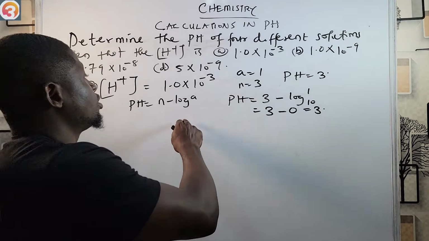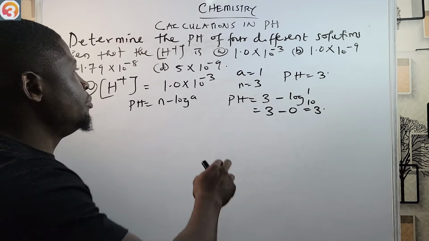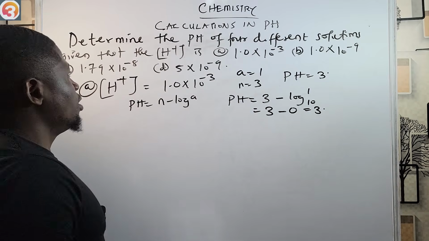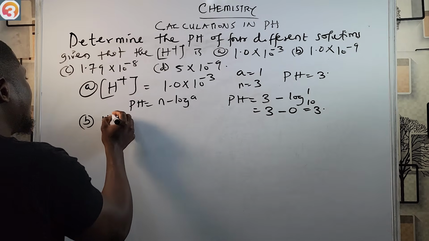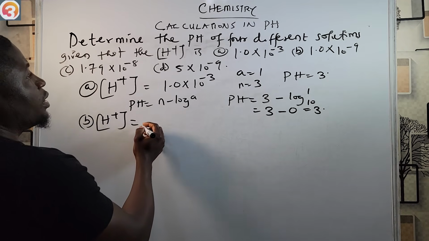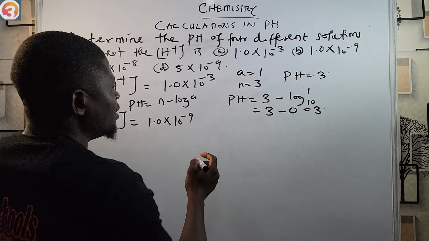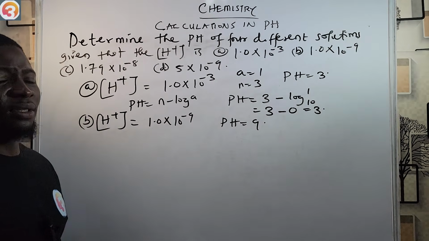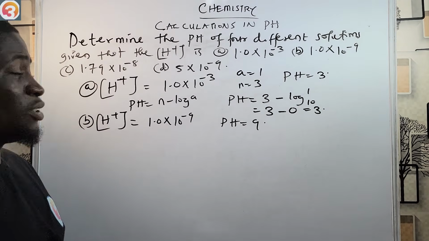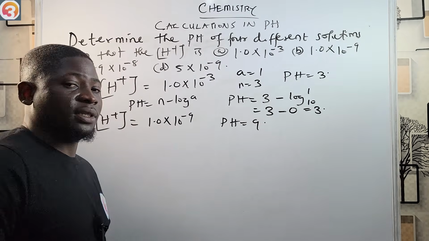So in case you do not want to solve, you have already seen that A is 1.0. Just know that the pH is N, which is 3. All right. Let's see the second question. Same thing. We're given that the hydrogen ion concentration is 1.0 times 10 to the power minus 9. So from here, I already know that the pH is 9, because A here is 1, right? So there's nothing to solve here again. A is already 1. That means the pH is 9.